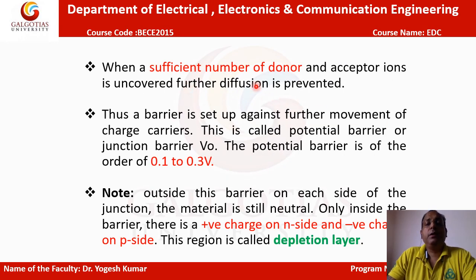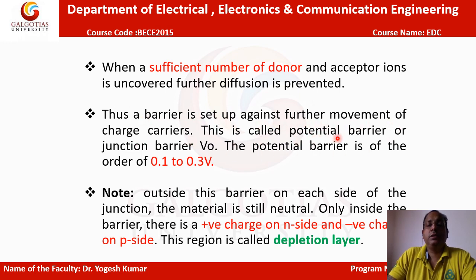When a sufficient number of donor and acceptor ions is uncovered, further diffusion is prevented. It means that when some more charge is moved from the valence band to the conduction band, no conduction will take place due to the insufficient number of donor and acceptor ions. So in this fashion further diffusion is prevented, and no diffusion will take place. Thus a barrier is set up against further movement of the charge carriers.